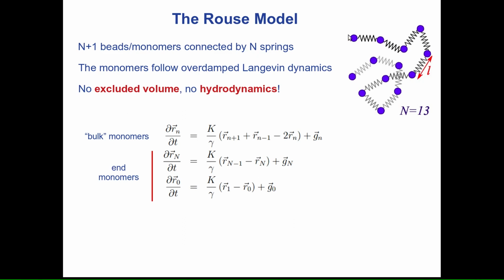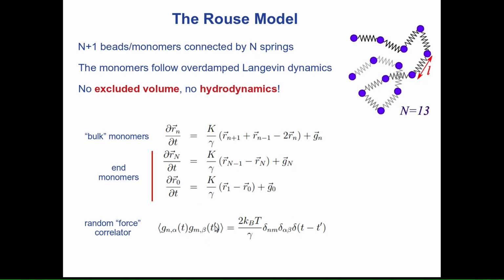The end monomers are a bit special. They are connected only via one spring. This is the monomer R0 and this would be the monomer R capital N, the last one of the chain. Then we have the random force here. This is between quotes, not really a force because I divide by gamma, so the right definition of g is the force divided by gamma, and that fulfills the usual correlation relations.